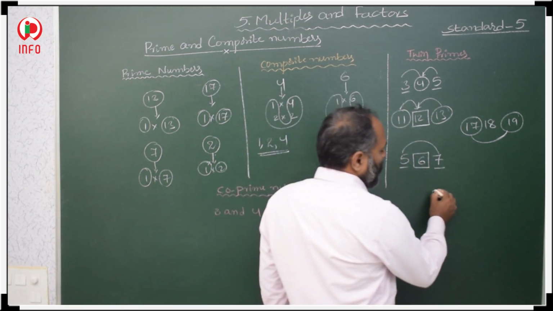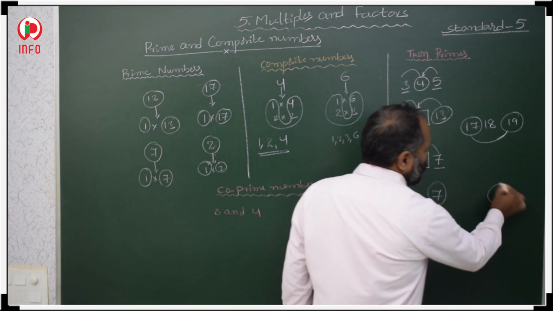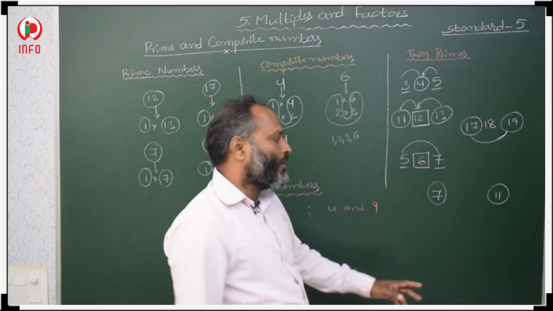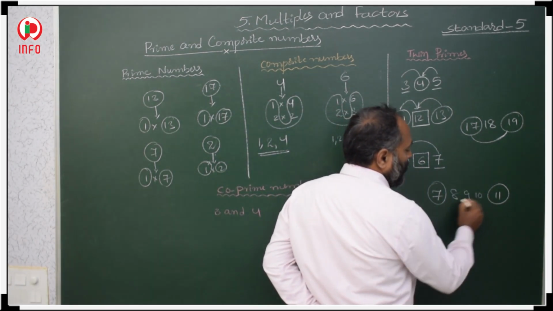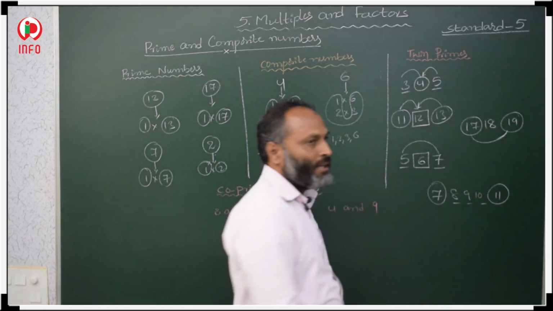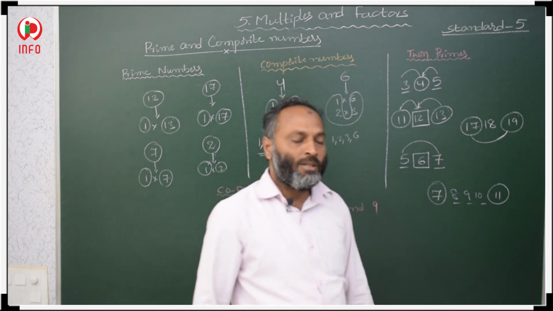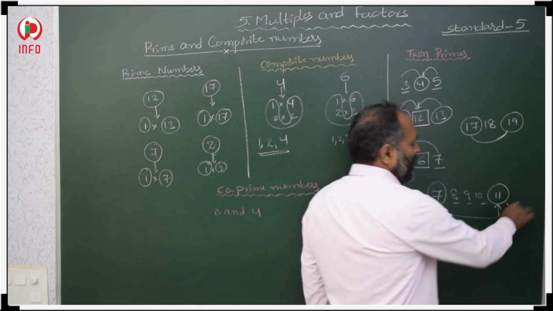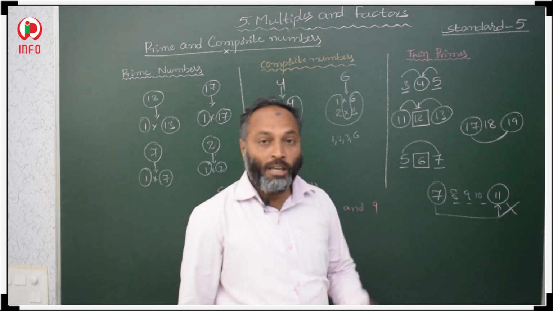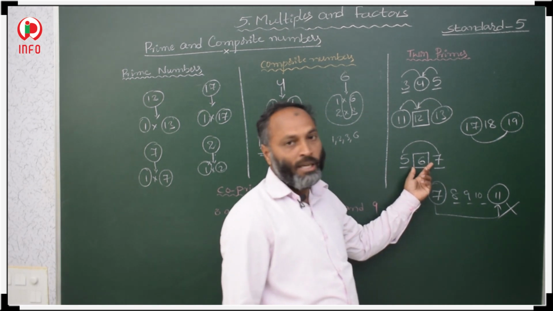Suppose 7, after 7, the next prime is 11. 7 and 11, these two are the prime numbers. How many composite numbers are there? 7, 8, 9, 10, that is 3 composite numbers. In between these 2 prime numbers, 3 composite numbers are there. So, that is why 7 and 11, these 2 prime numbers are not twin prime numbers. Twin prime numbers means only one composite number should be there.